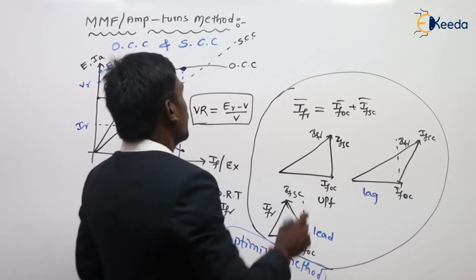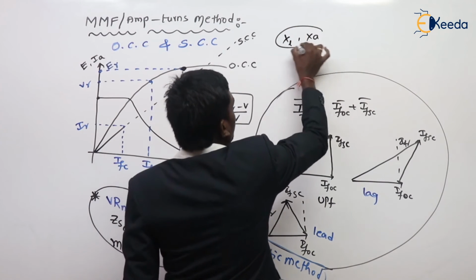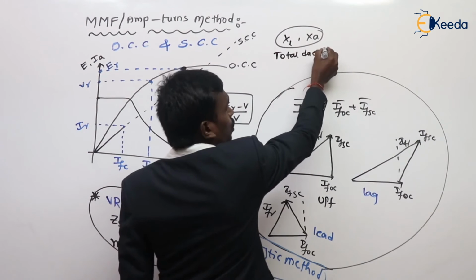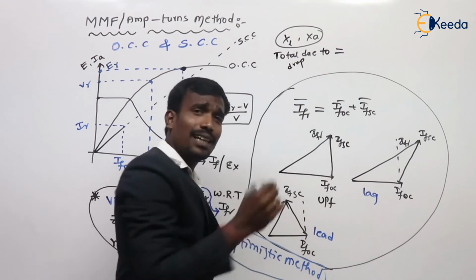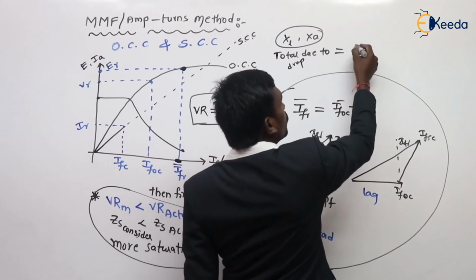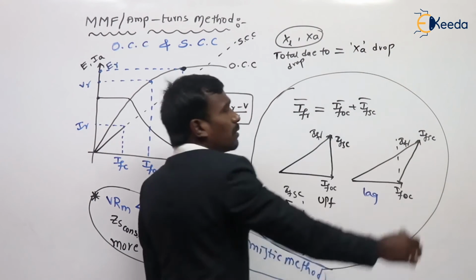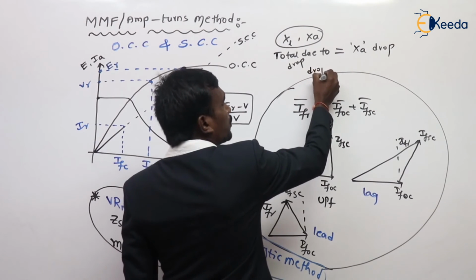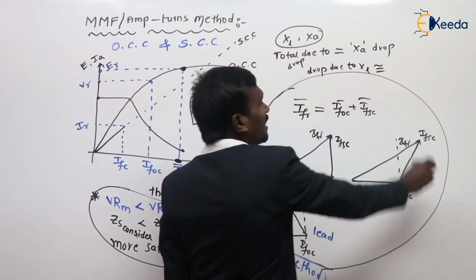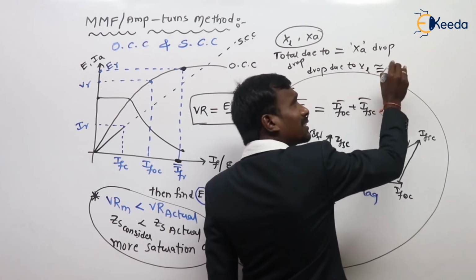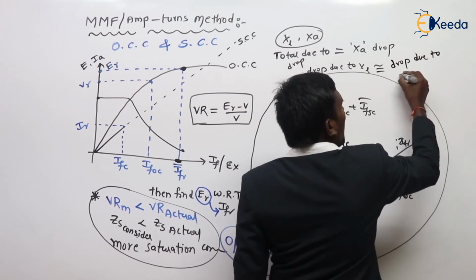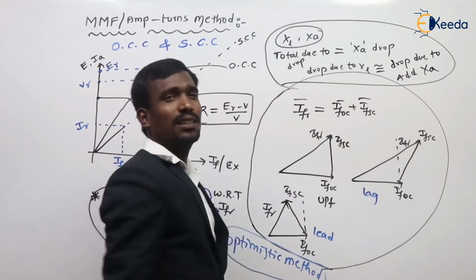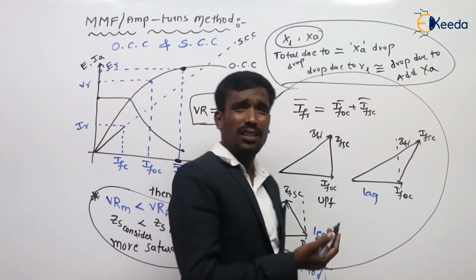And in general, I told you already, the drop is mainly due to XL and XA. Of course, the armature resistive drop is neglected. And in the MMF method, if they ask you a question, the total drop is mainly due to XA only, the XA drop. Sir, why like this? What about XL? Here, the drop due to XL is considered as the drop due to additional XA, additional armature reactance. This is the approximation in this method. So here voltage regulation is actually less, and here is an approximation.